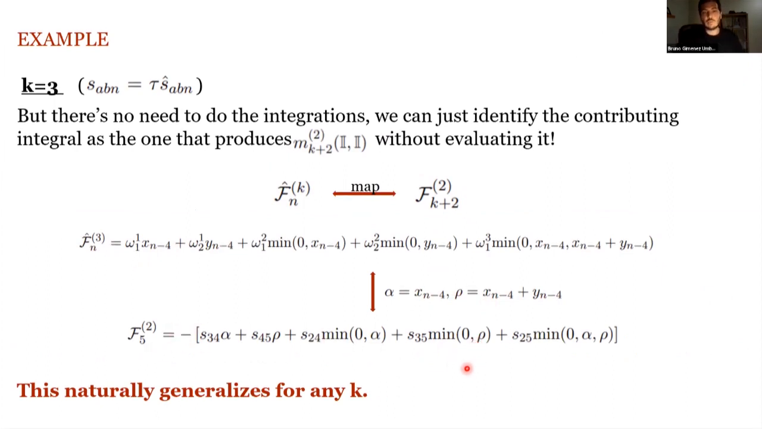So to get the leading subfactor, we just have to solve for the poles that appear explicitly in the 2,5 amplitude as a function of these generalized kinematic invariants, and substitute them back in the amplitude, and this automatically produces the leading subfactor, and this naturally generalizes for any k.